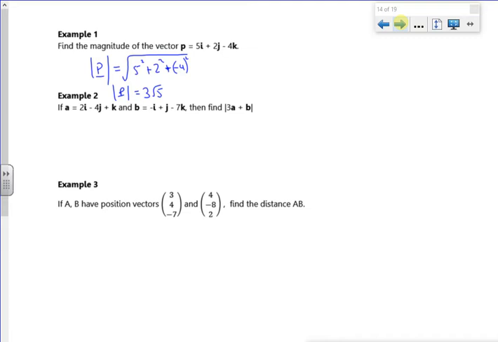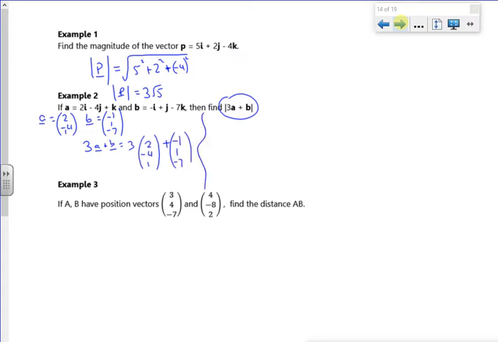Right, so then it says, so if a is (2, minus 4, 1), and b is (minus 1, 1, minus 7), find the modulus of 3a plus b. So I need to work out what 3a plus b is first. We'll do 3 lots of a. So it's 3 lots of a, which is (2, minus 4, 1), plus b, (minus 1, 1, minus 7).